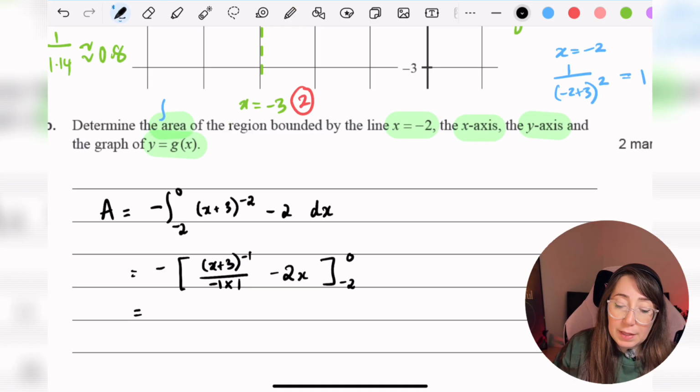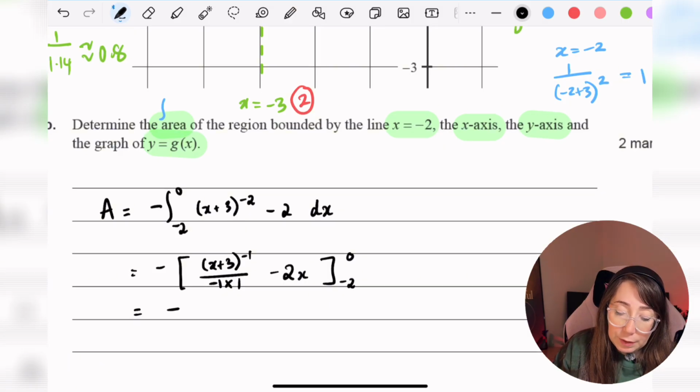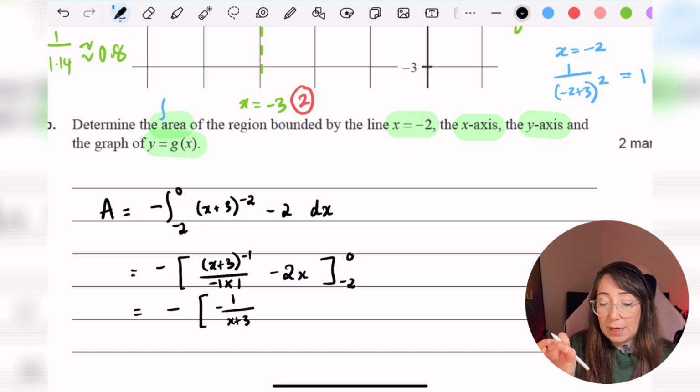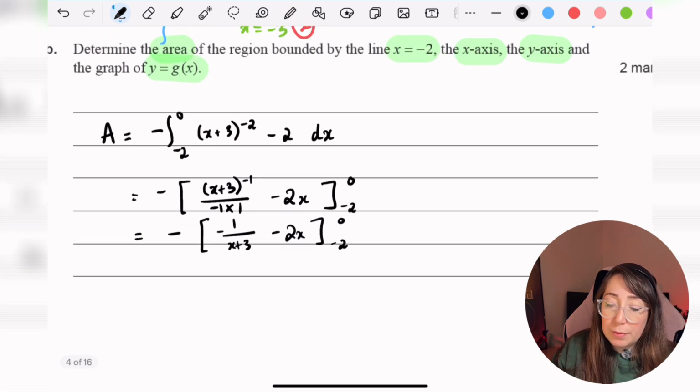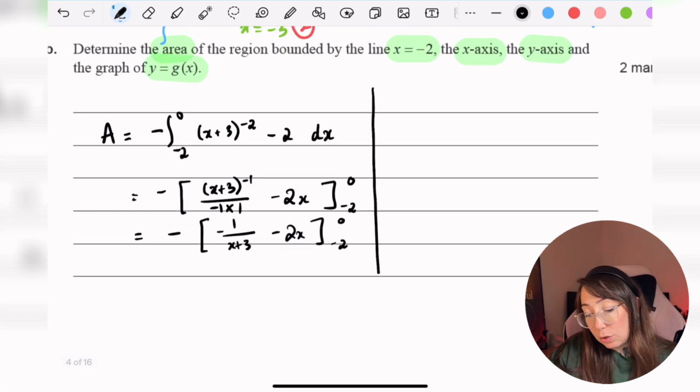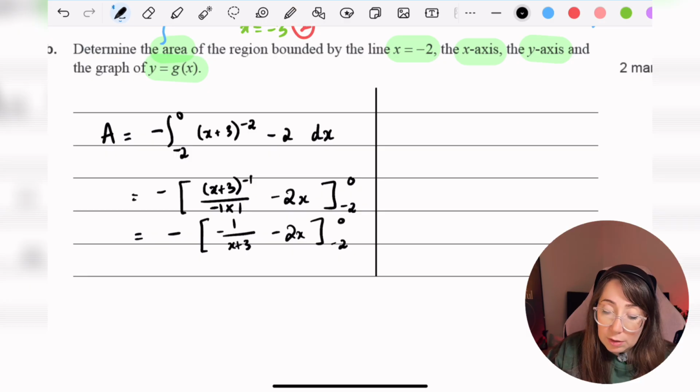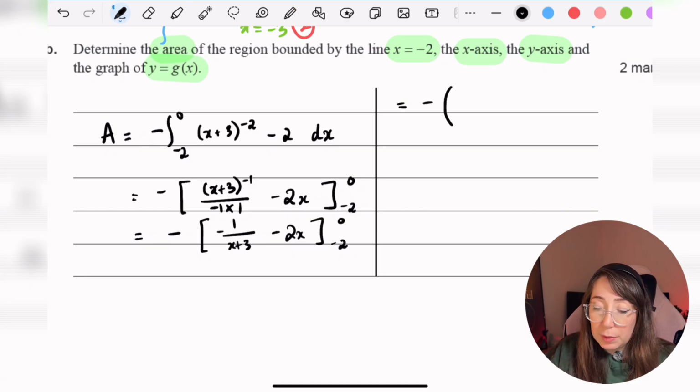Now I'm just going to simplify this just to make it a little bit easier for myself in a moment. So that's going to be negative 1 on x plus 3. So I've just taken it to the bottom and I'm taking the negative out the front, minus 2x and negative 2 is 0. Okay, so we're all set up and ready to go to substitute in our bounds. So I'm going to substitute in the top bound first, which is just 0. So there's a negative on the outside. We'll deal with that later. And so that'll be a negative third minus 2 times 0 is 0.